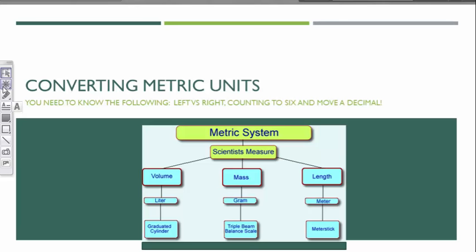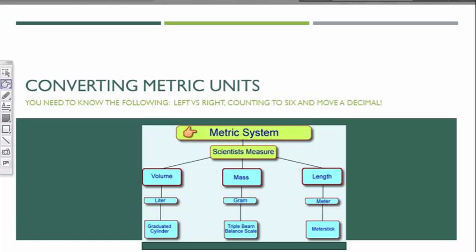So let's take a look at the screen up at the top. It says you need to know the following. To be able to convert units, all you need to know are a few things. One, left versus right, so you have to know your right from your left. Counting to 6, that's it, so we're only going to go up to 6. And to be able to move a decimal. So you're going to have to know where a decimal is located in a whole number if you can't see it to begin with. And then you're going to have to know how to move a decimal and how you move them in between numbers.